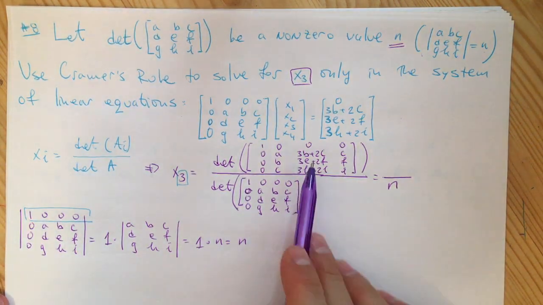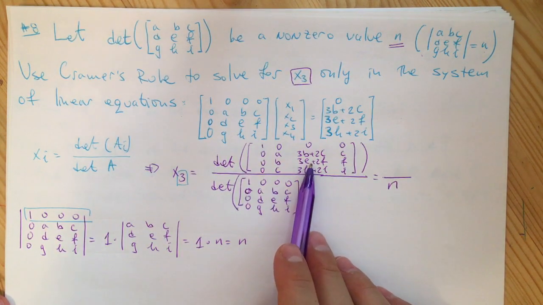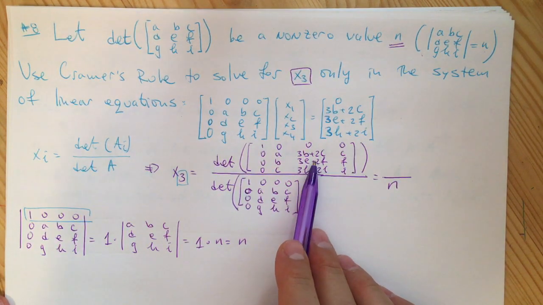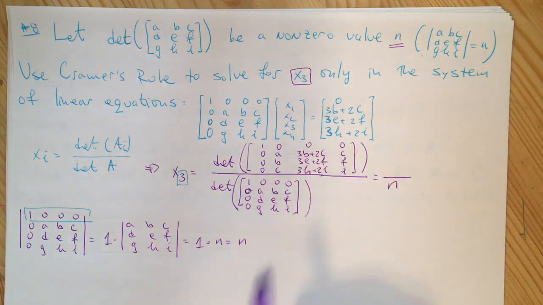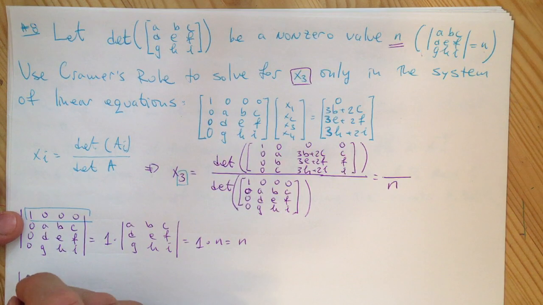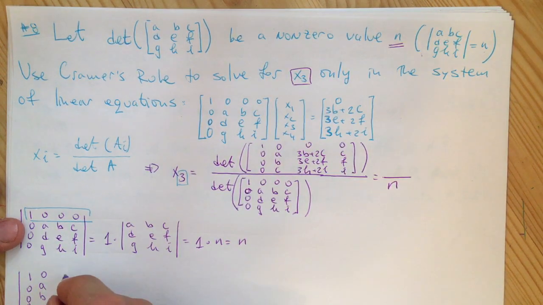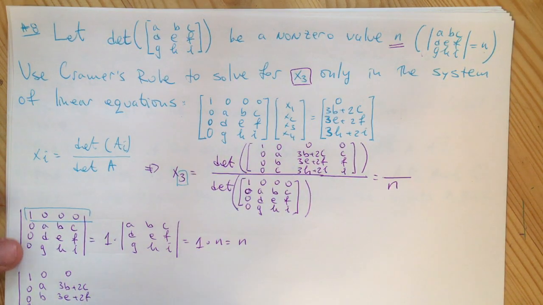And now what are we left with? Well, we're left with evaluating the determinant of this matrix. So let's do that. So the determinant of 1, 0, 0, 0, 0, A, B, C, 0, 3B plus 2C, 3E plus 2F, 3H plus 2I, 0, C, F, I.